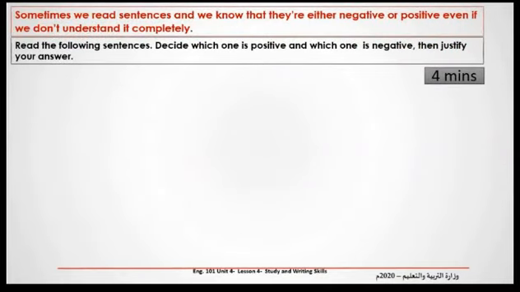Now, sometimes we read sentences and we know that they are either negative or positive, even if we don't understand them completely. Read the following sentences. Decide which one is positive and which one is negative, then justify your answer. Let's look at the sentences.